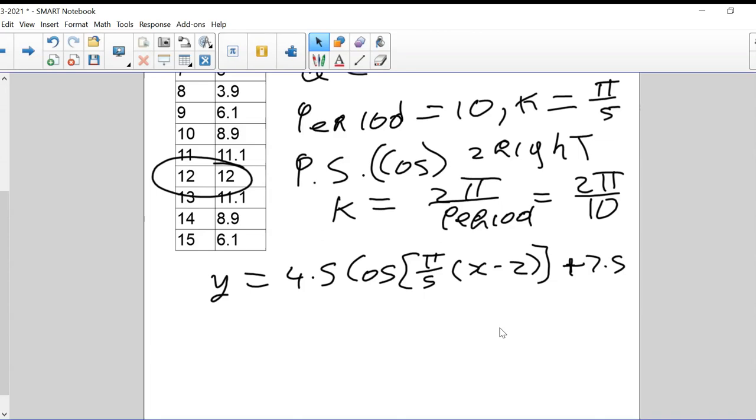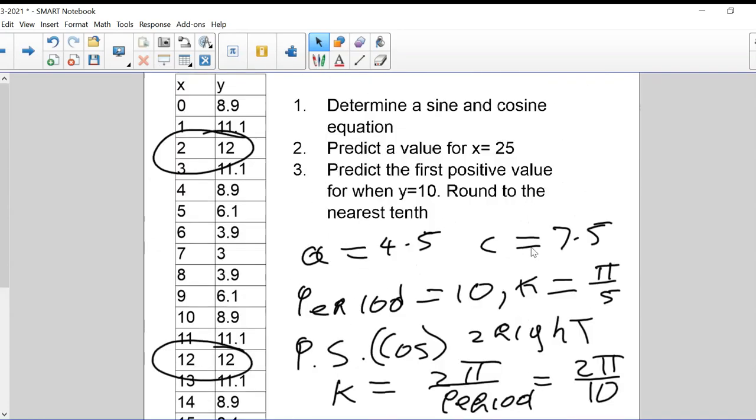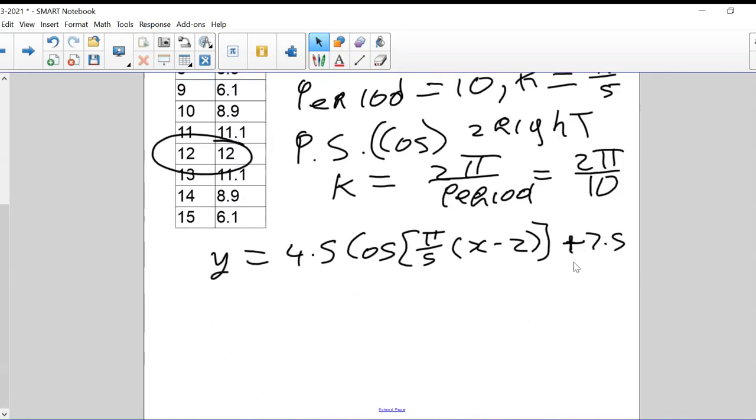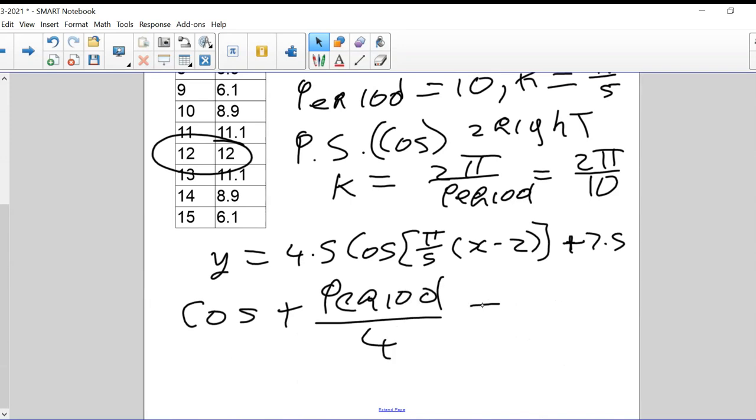How do we write the corresponding sine equation again? I'm going to remind you that we had this thing, I'll write it down for you. It says that the cosine plus the period divided by 4 gives you a sine equation.